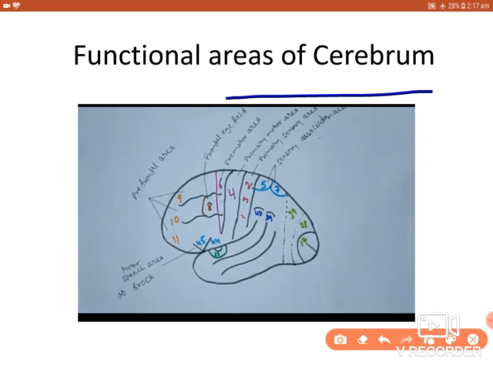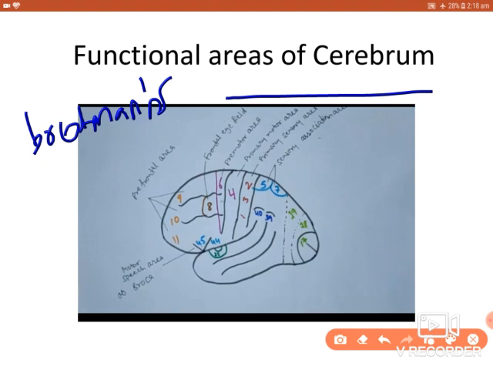You have seen there are some numbers here. These are the Brodmann's classification, the classification of numbers for the functional areas of the cerebral cortex. We are following this Brodmann's classification.